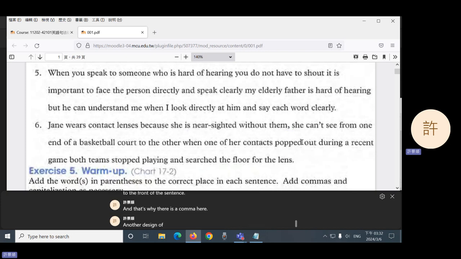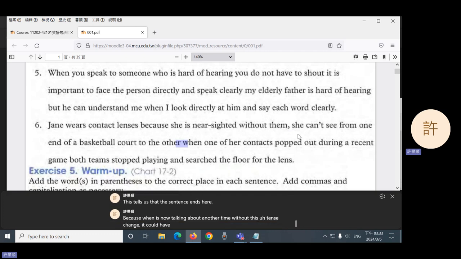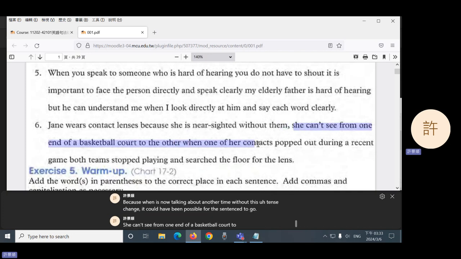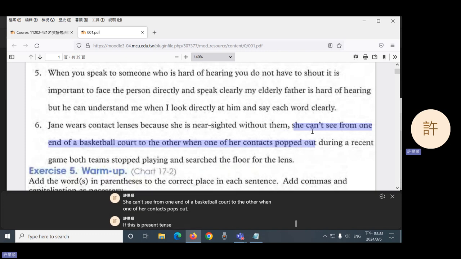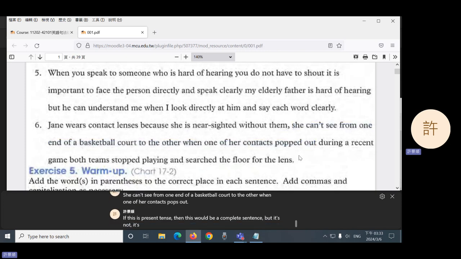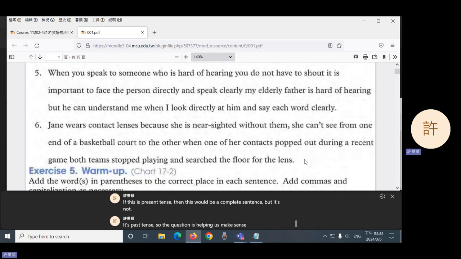Another design of this question is, at first it's present tense, right? She is, she can't, but then it goes to the past tense. This tells us that the sentence ends here, because when is now talking about another time. Without this tense change, it could have been possible for the sentence to go, she can't see from one end of a basketball court to the other when one of her contacts pops out. If this is present tense, then this would be a complete sentence, but it's not, it's past tense. So the question is helping us make sense of what is going on.